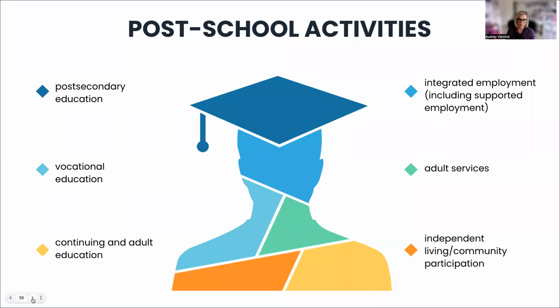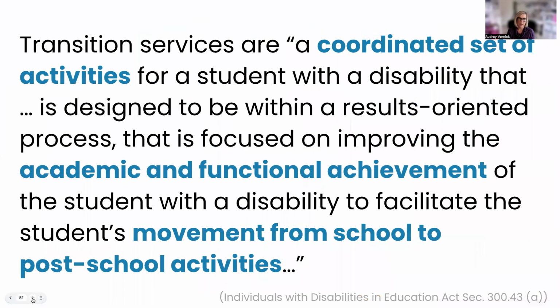So consider what their post-school activities will be. They might be going into post-secondary education, vocational education, integrated employment. They might have adult services. They might be in independent living or looking at community instruction or community activities. So what are the services that are going to help the student move into their adult life and reach their annual goals? If there's one slide in the slide deck I want you to print out, it's this one.